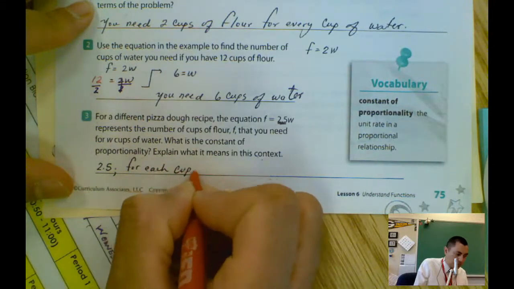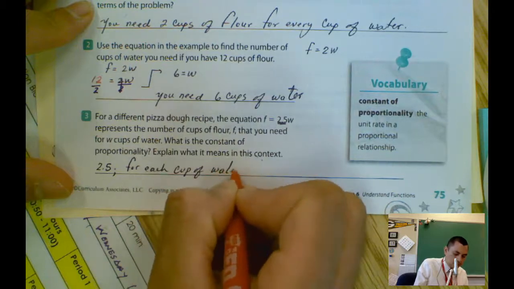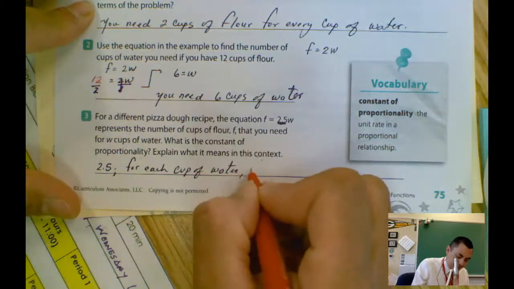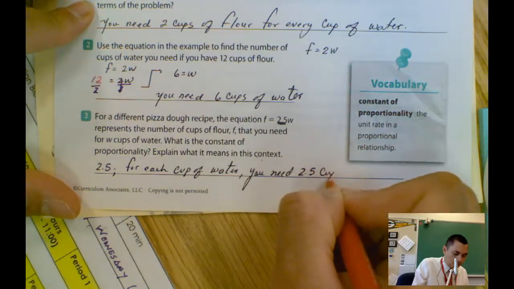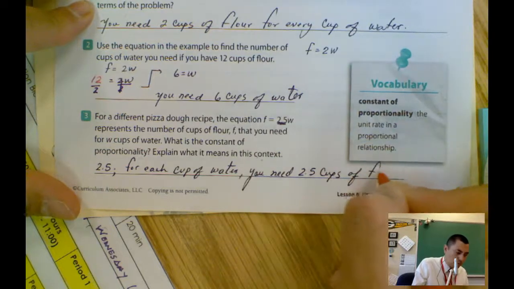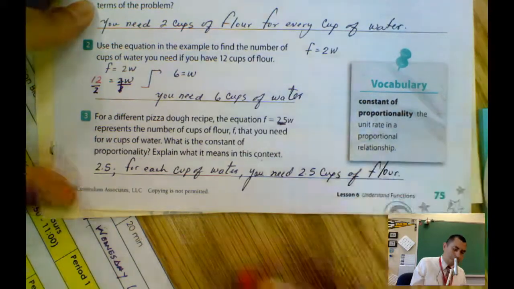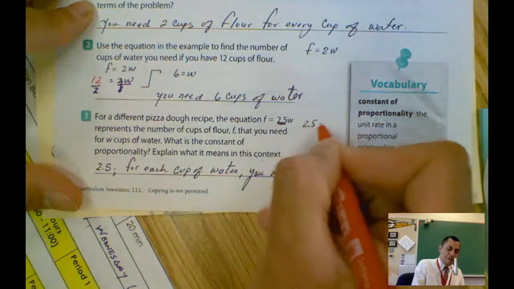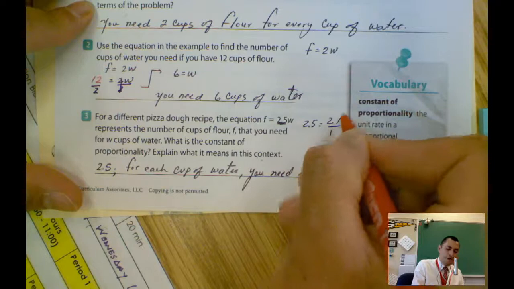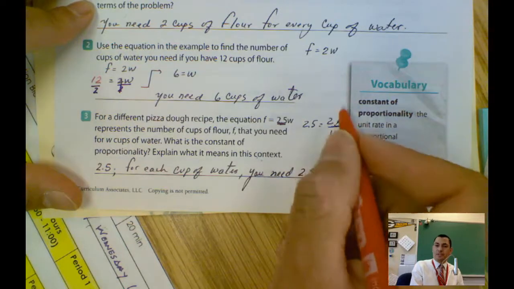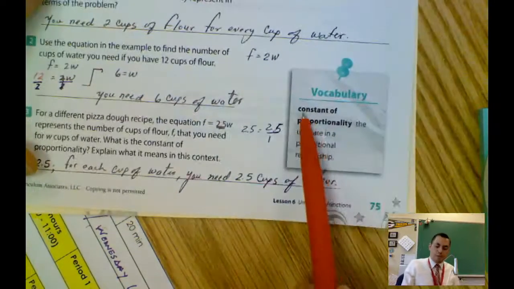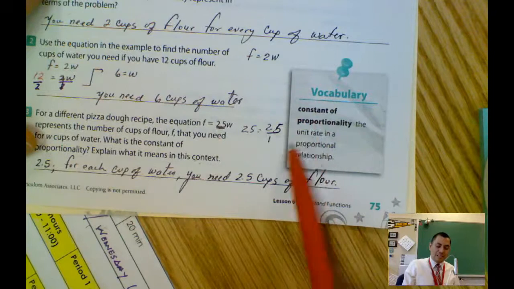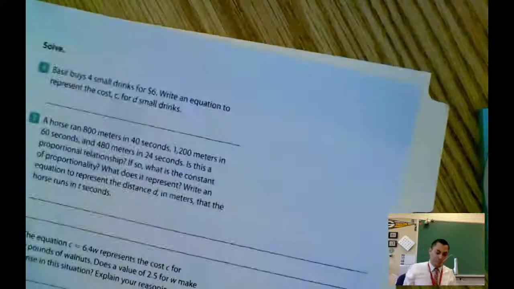cup of water, you need 2.5 cups of flour. Okay, so 2.5 is the same as 2.5 over 1, which is the cup of water. So 2.5 divided by 1 is equal to 2.5. So that's what the solution is about. So remember, the constant of proportionality is the unit rate in a proportional relationship. That's page 75. So let's do 76.